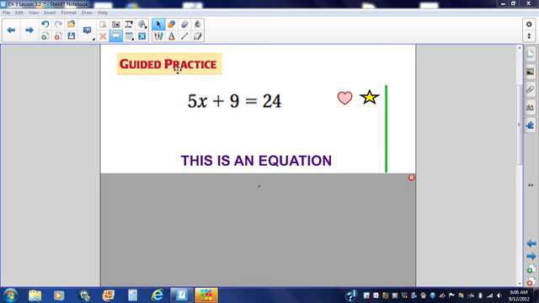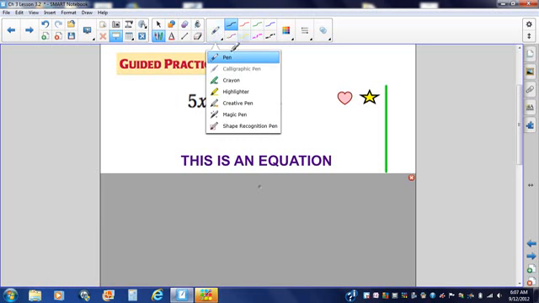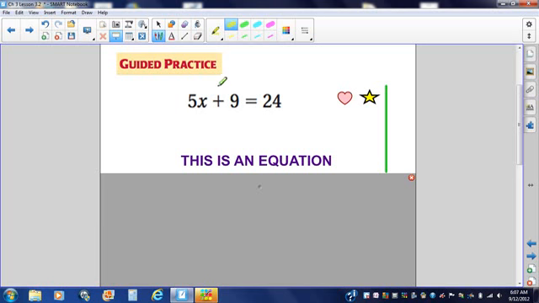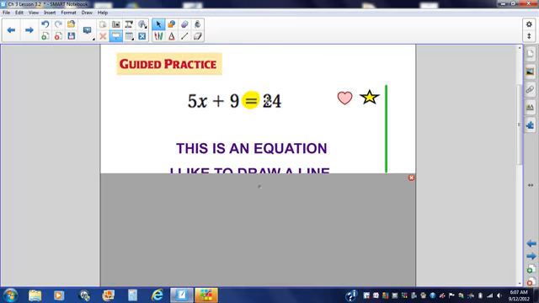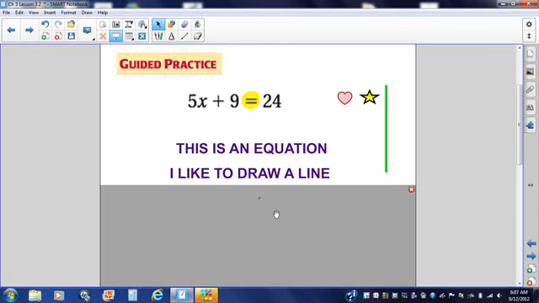Please write down the equation in your spiral. The equation is 5x plus 9 equals 24. Notice in class we've been working with expressions, the difference between an expression and an equation. You got it. An equation has an equal sign. So keep in mind, this is an equation.